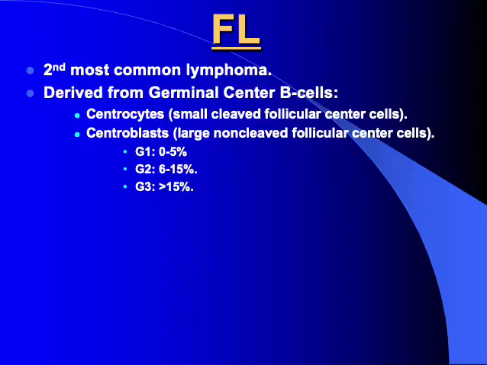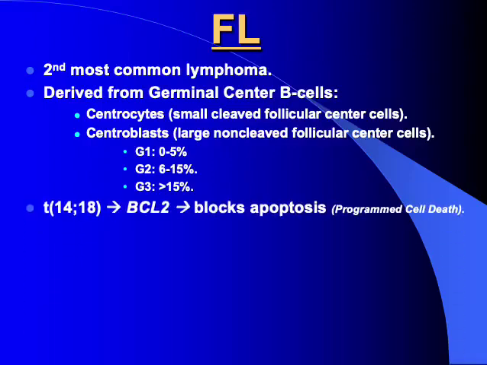Because centroblasts less than 5% means it is a slow-growing grade 1 follicular lymphoma. 6 to 15 is grade 2, more than 15% is grade 3 follicular lymphoma, which behaves and should be treated similar to diffuse large B-cell lymphoma. That's why the grading of follicular lymphoma is very important.